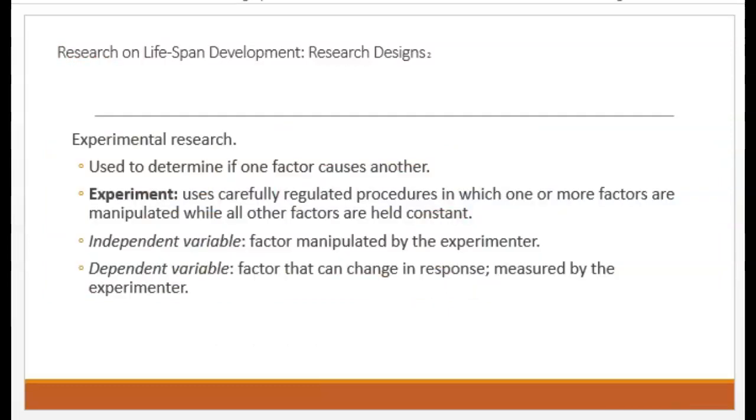So what do you do if you want to find out whether or not one thing really does cause another? Well, then you have to use an experimental research design. You have to follow very carefully regulated procedures in order to manipulate only the factors that you're interested in and hold all other potential causal factors constant.